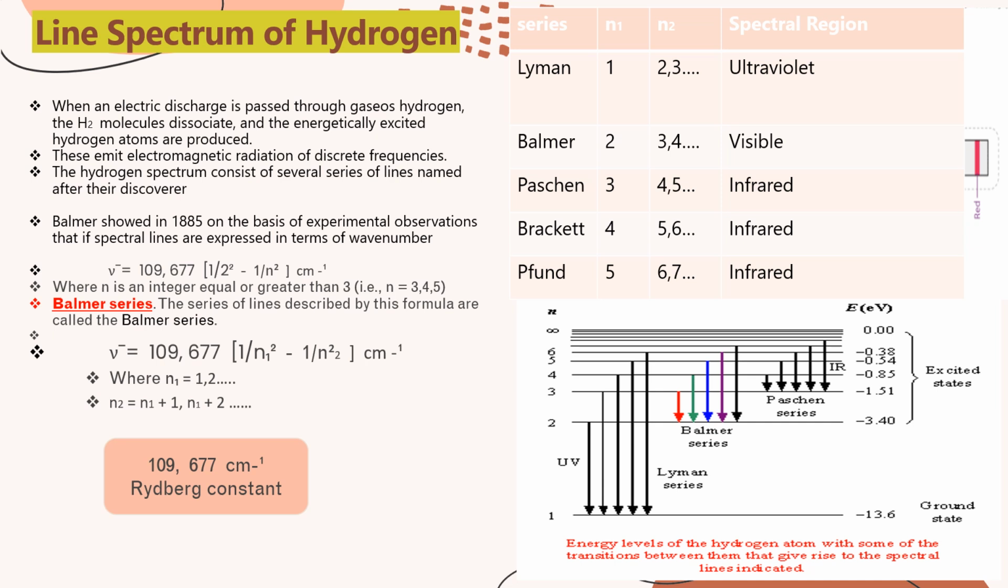Next, Brackett series. It is the transition between the fourth and any other energy state. It is also observed in the infrared region of the electromagnetic spectrum. Last, Pfund series. It is the transition between the fifth and any other energy state. It is also observed in the infrared region of the electromagnetic spectrum. So these are the line spectra of hydrogen.